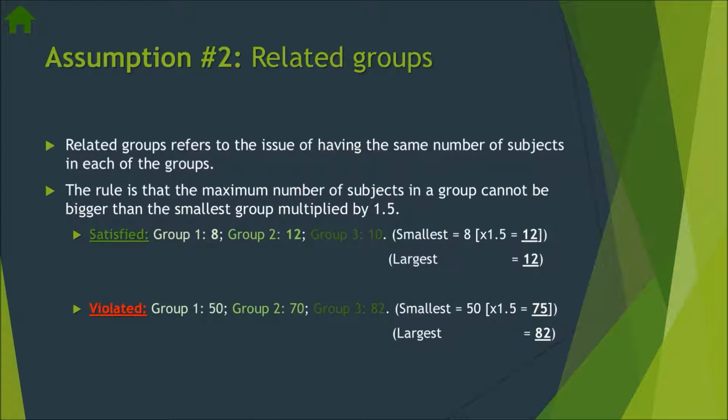The second assumption is concerned with the variation in group sizes among groups. When measuring differences between groups, it's important that there is not a big variation between group sizes.